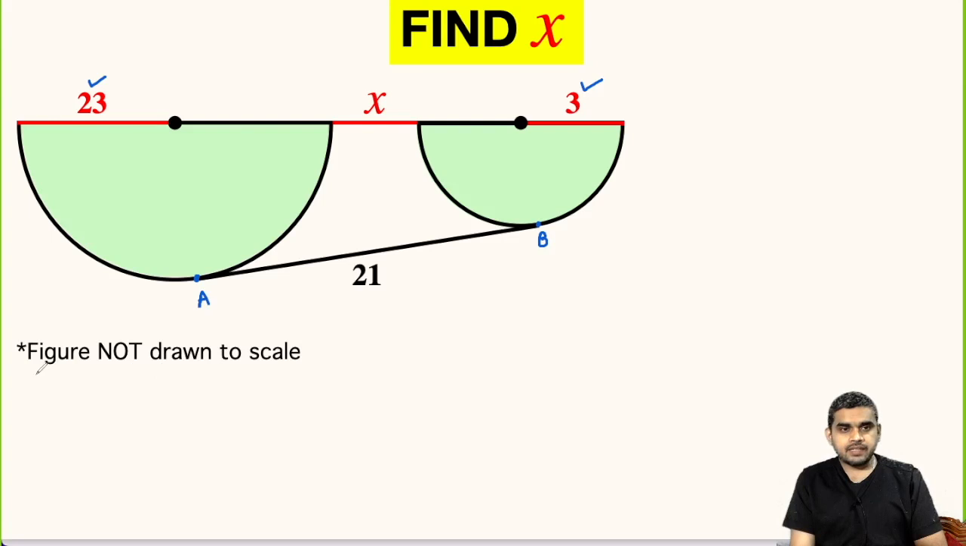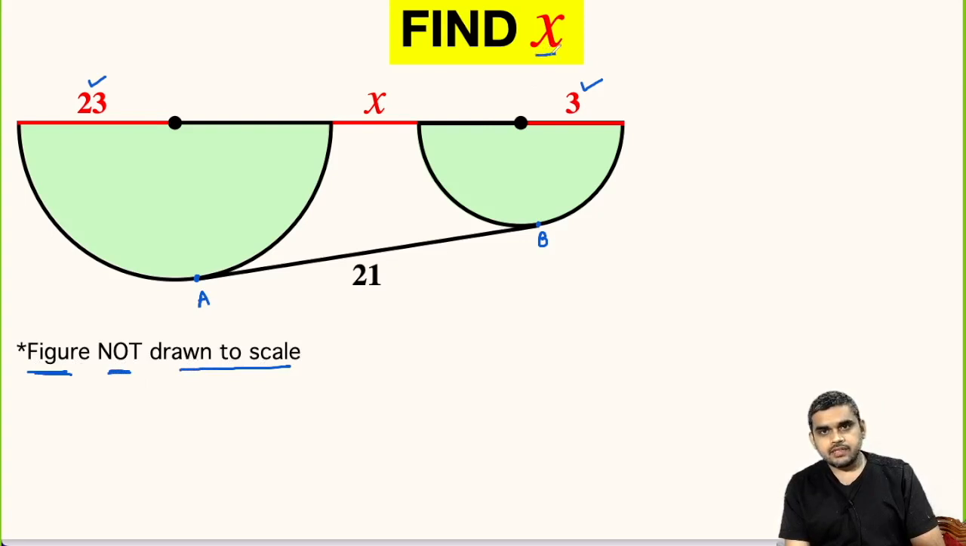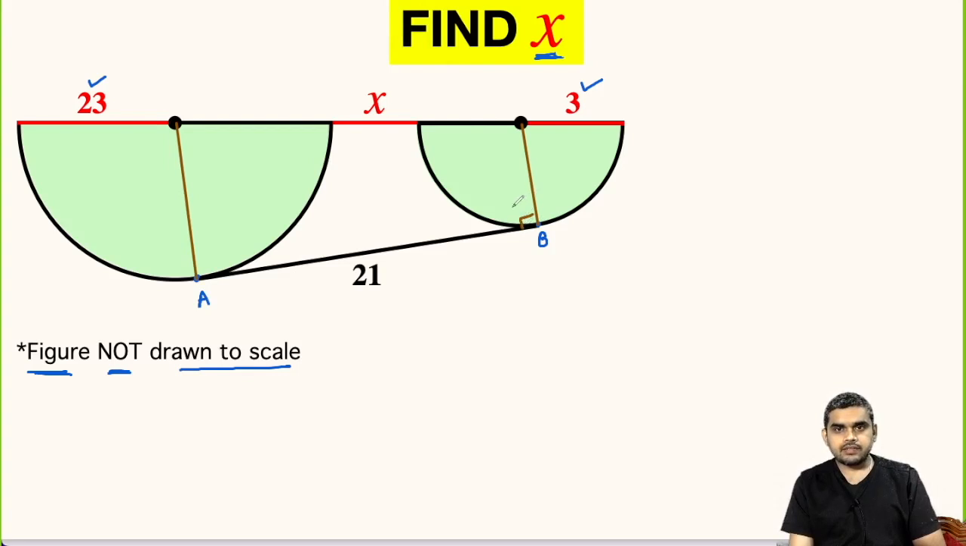Now it is given that this figure is not drawn to scale. What we need to find is the value of x. In order to solve this question, we need to do some modifications. Let us join these 2 points. Likewise, we need to join these 2 points. Now this angle is 90 degrees. Also this angle will be 90 degrees.